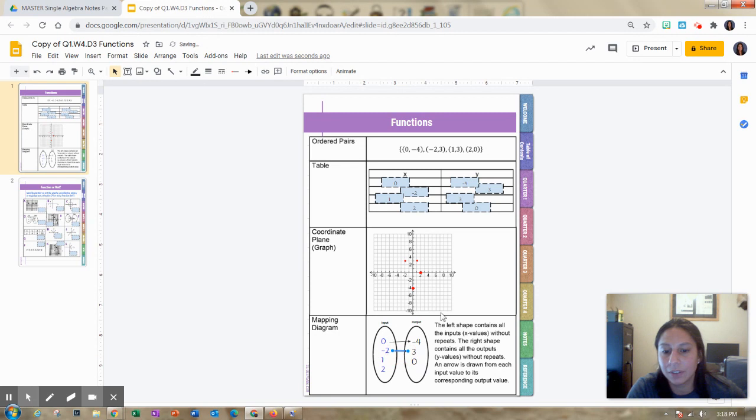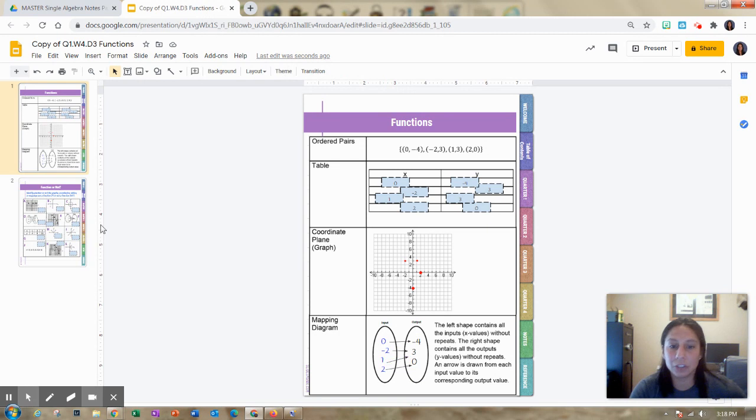Okay, drag it where you need it to go. And 1 also goes with 3. So whenever I draw my arrow, I'm going to put another 1. 1 also goes with 3. And then lastly, I have 2 goes with 0. So 2 goes to 0. I'm going to make this one a little bit closer to see that it just does go to 3.